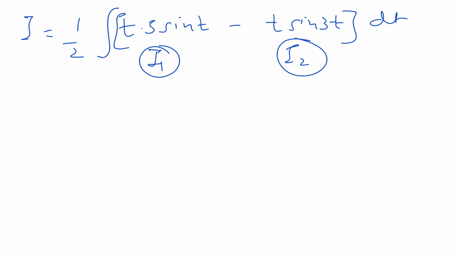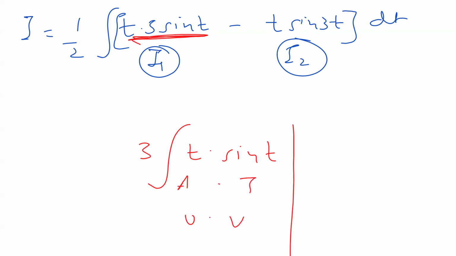Now when you solve I1, take 3 outside, t sine t, algebraic trigonometric, so UV rule. When you solve I2, t into sine 3t, algebraic trigonometric. This is sine 3t, it's not sine cube t, sine 3t. So you solve I1 and I2 separately and put it in equation number 1.